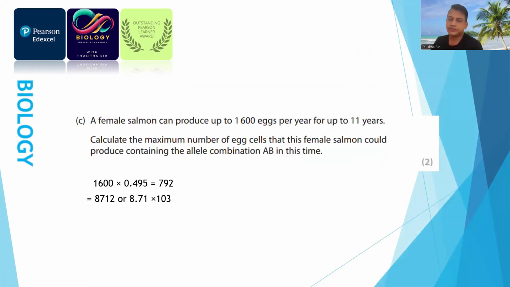So next is a simple calculation. A female salmon can produce up to 1,600 eggs per year for up to 11 years. Calculate the maximum number of egg cells that this female salmon could produce containing the allele combination AB. So the AB frequency is 0.495, and you multiply this by 1,600, and then multiply by 11 years to get the total number.